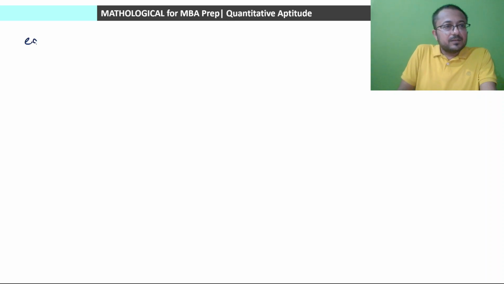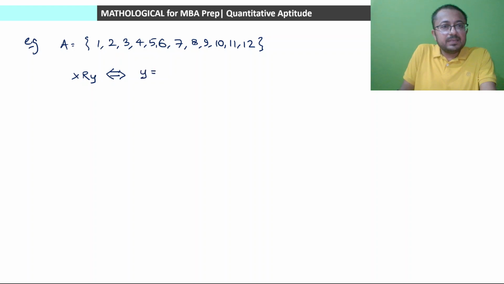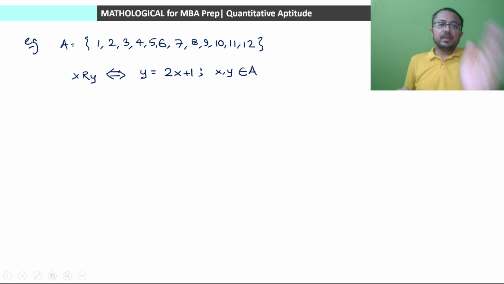Let us say we have a set A that contains elements 1, 2, 3, 4, 5, 6, 7, 8, 9, 10, 11 and 12. And then we are defining the relationship between x and y. X is related to y such that y is equal to 2x plus 1, and x, y are elements of A. X is also an element of A, y is also an element of A.